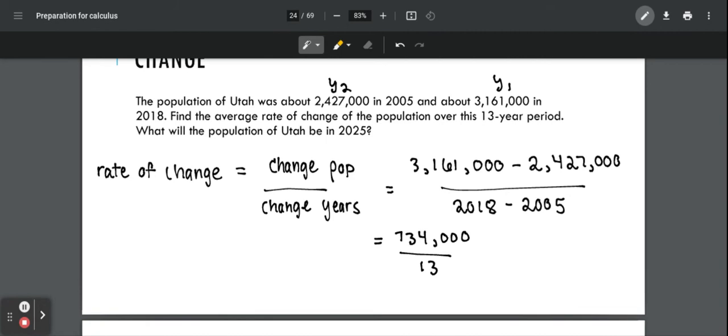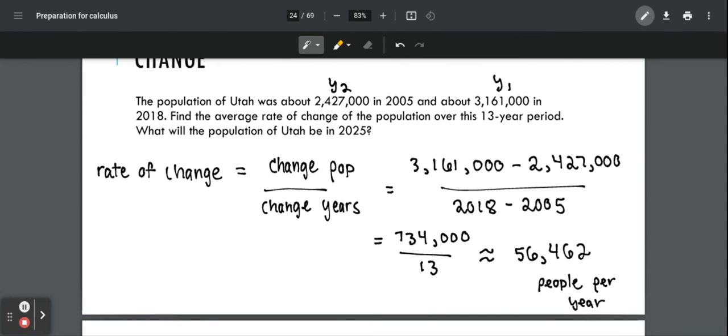So what we're going to want to do then is take that 734,000 and divide it by 13, which gives us the approximate change of 56,462 people per year. Right, so that's our rate of change.